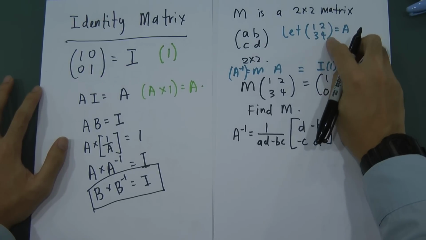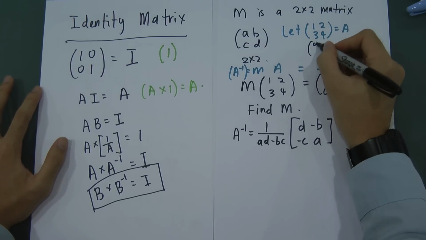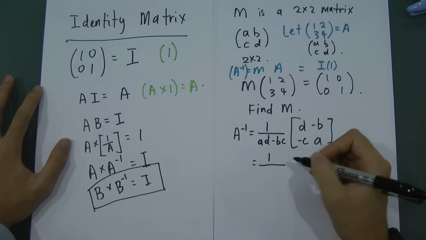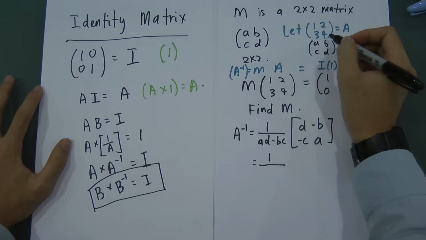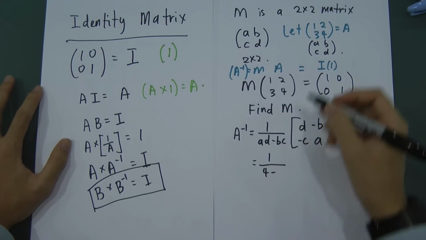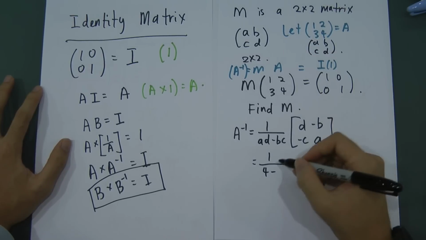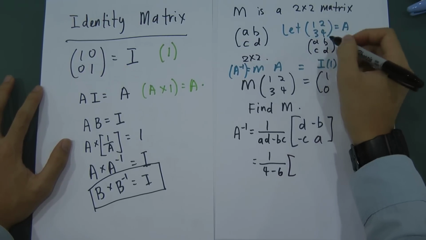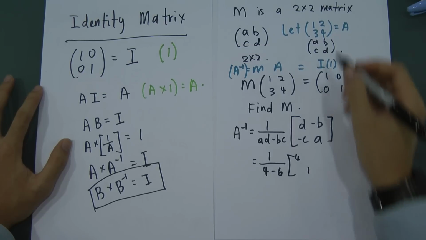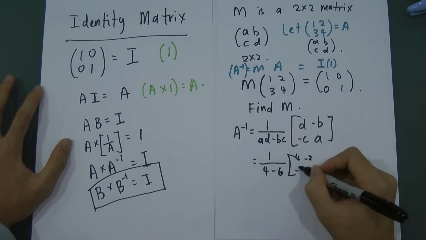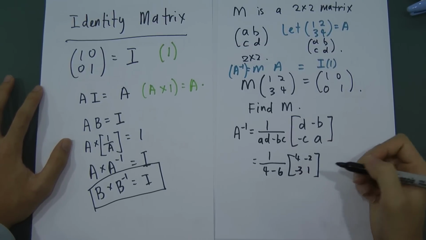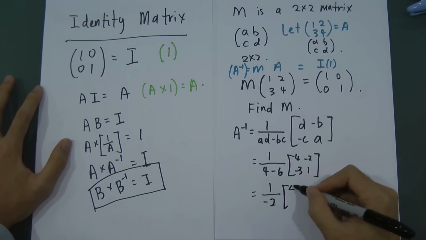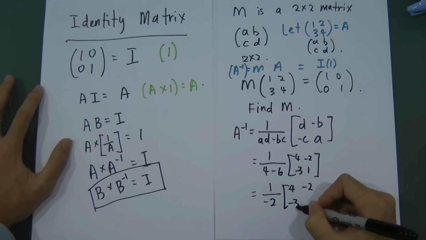This is the formula, correct or not? So we have here A, B, C, D. I just write the arrangement for you. So 1 times 4 is 4, minus BC, 2 times 3 is 6. And then 4 and 1 you have to change place, and 2 and 3 you have to add a negative. Therefore, you got 1 over negative 2, times 4, negative 2, negative 3, 1.